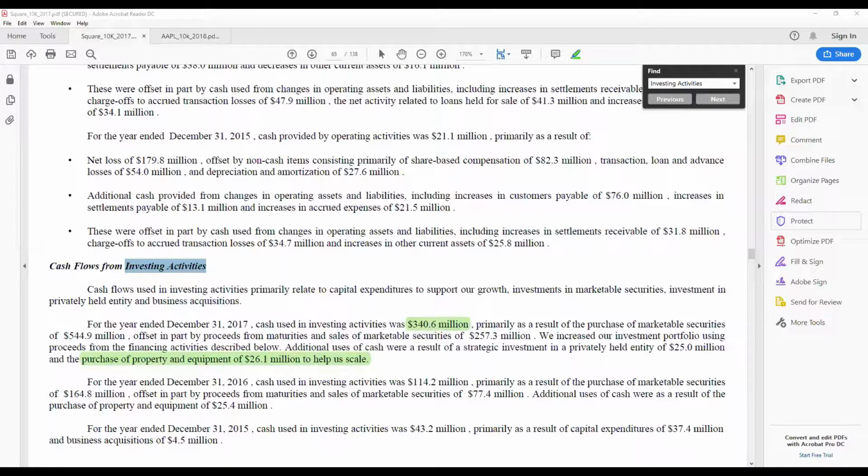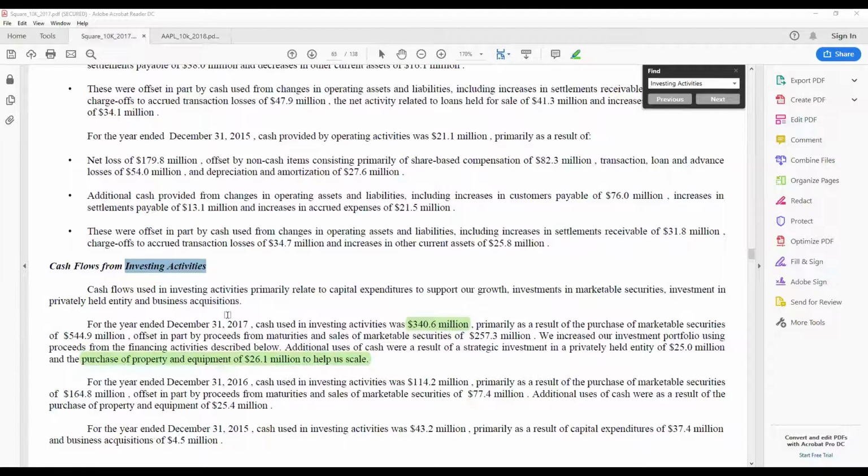Let's take a look at what that will generate. So say $340.6 million minus the 26.1. So that leaves us with $314.5 million that we can use for our calculation going forward.